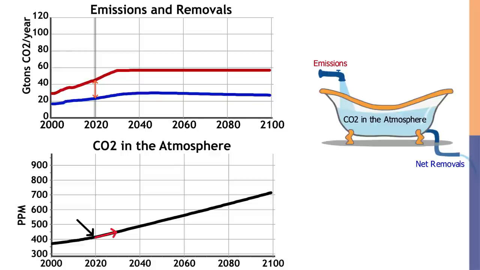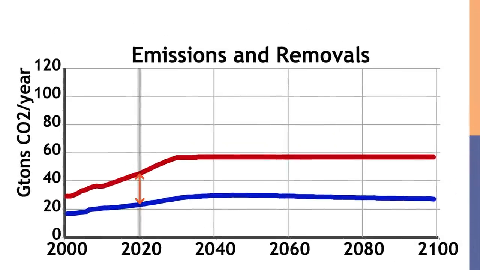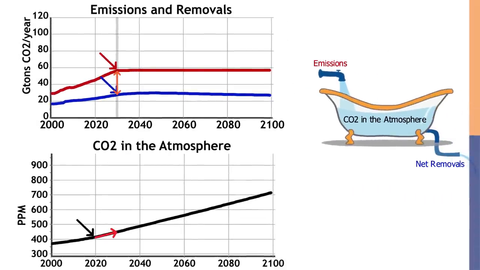Now let's look at what happens when the emissions level off in 2030, right here. Removals remain down here below emissions. So we capped emissions well above removals. We have a bathtub with much more water flowing in than flowing out. Look here at concentrations. Of course CO2 in the atmosphere doesn't level off like it thought it would. Of course it's still increasing even though emissions are level. More is flowing into the tub than is flowing out.